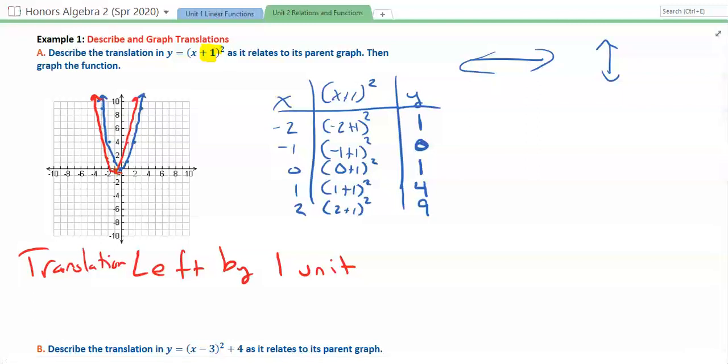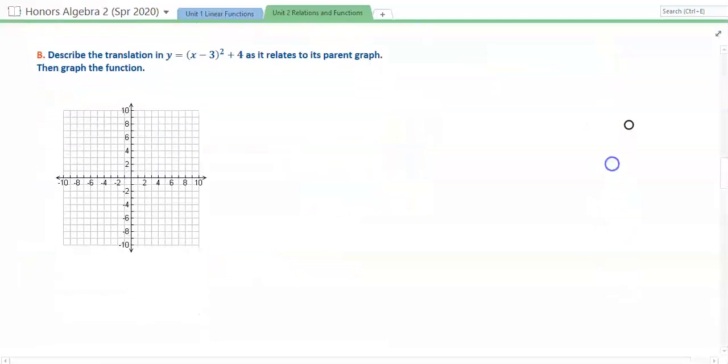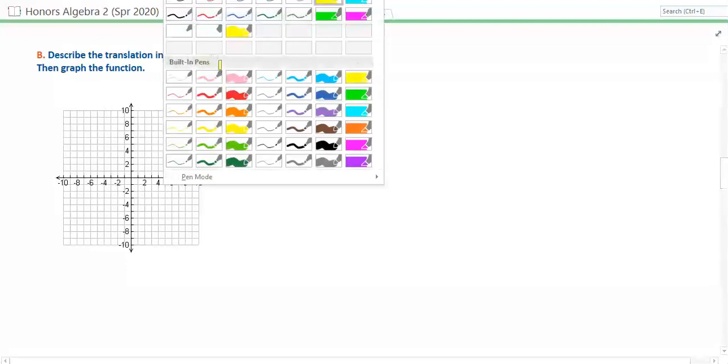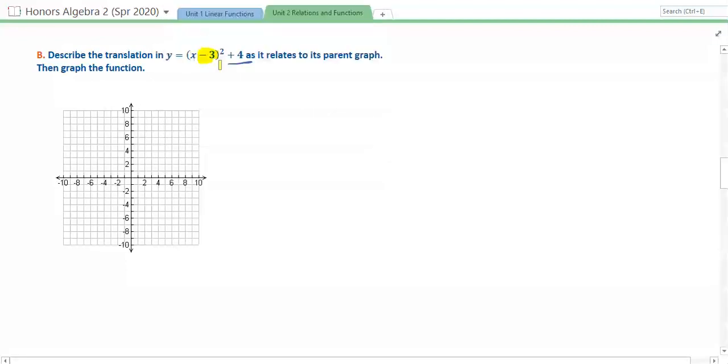So let's look at example 1b. We've got to describe the translation in y is equal to (x minus 3) squared plus 4. Now we just talked about that inside is going to be the horizontal. And we said that your x is going to lie to you. And so a -3 would normally mean that we're going to move to the left. But remember the x lies to you, so really this is going to shift it where? To the right. So now let's talk about that +4 and what it might do, because that's the key.